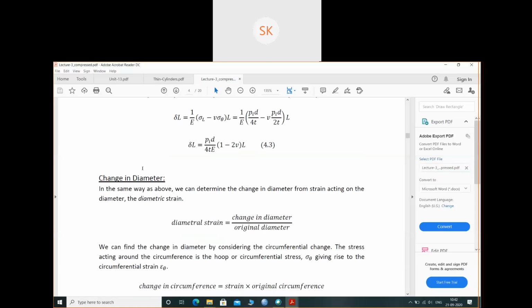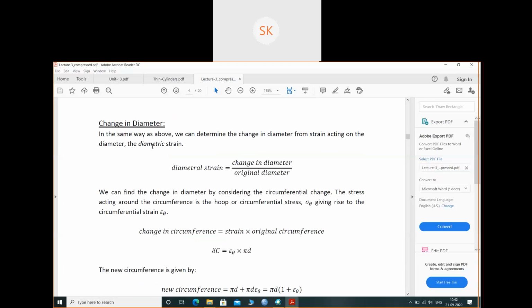Next, let's move to change in diameter. When hoop stress and longitudinal stress are applied to the pressure vessel, there will be a change in length first, as we saw, and then a change in diameter also. The diameter of the vessel is also changed. In the same way as above, we can determine the change in diameter from the strain acting on the diameter, which is called the diametral strain, change in diameter by original diameter.